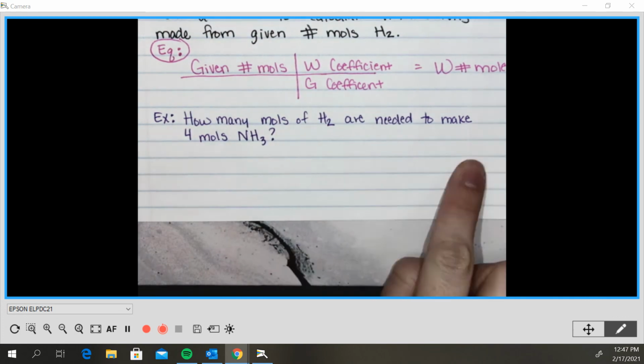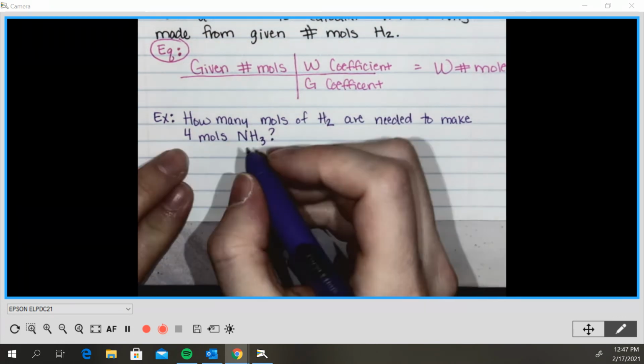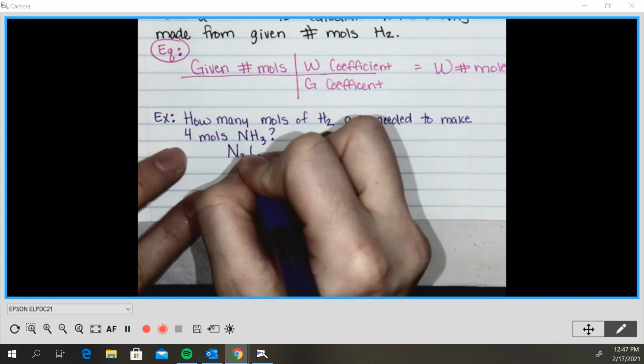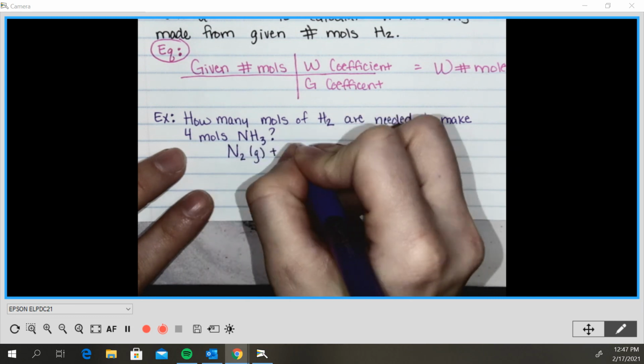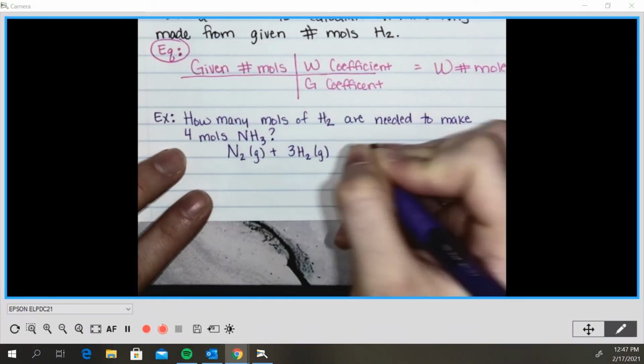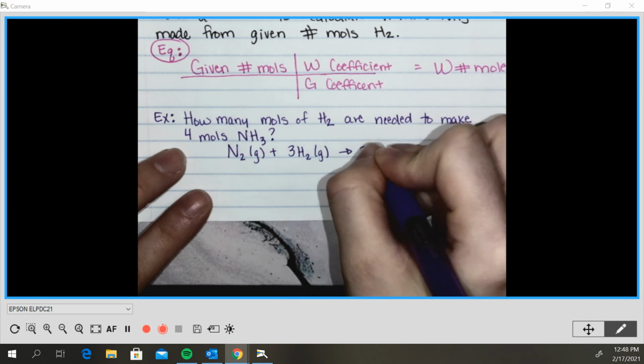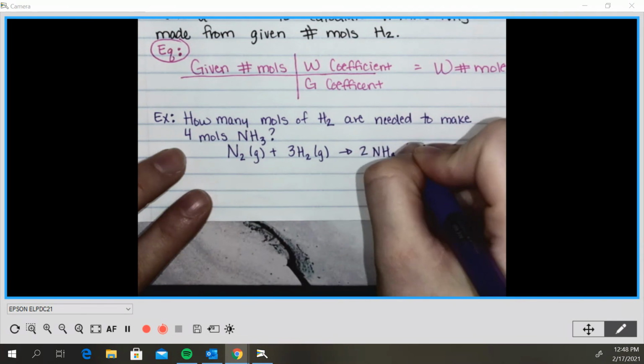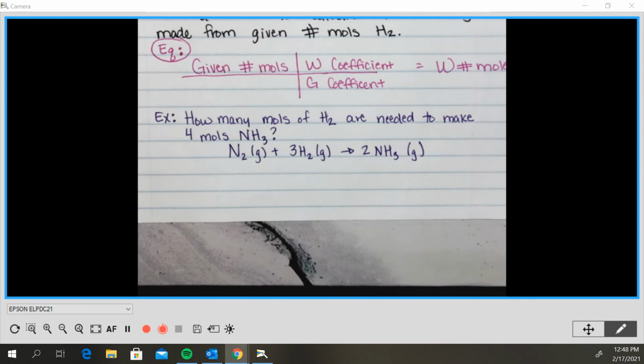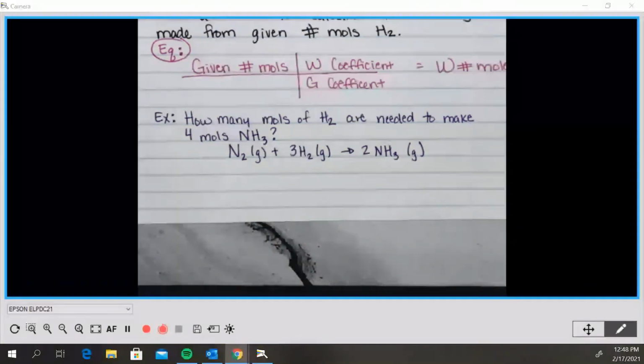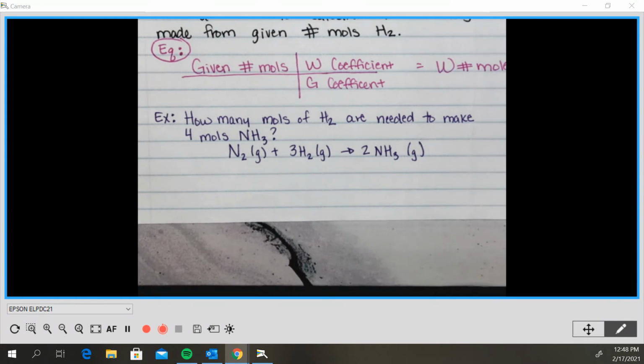I'm going to write the equation down here again so that we have it. So our equation is N2 plus 3H2 gives us 2NH3. In one of these instances, the equation would be given to you. It's not something that you would have to come up with in your own head.